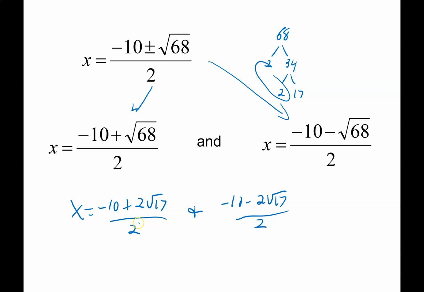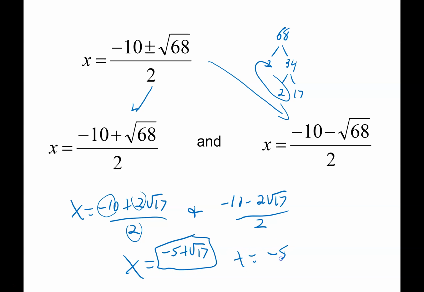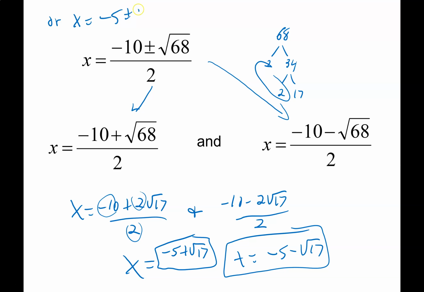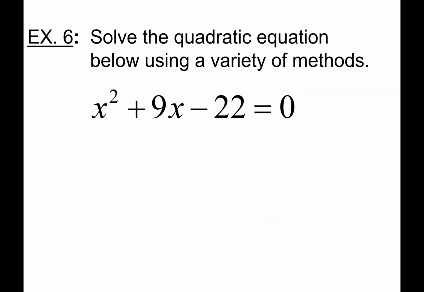And hopefully you see that this 2 does go into every term. So technically my answer would be negative 5 plus root 17 or negative 5 minus root 17. Or if you wanted to consolidate them all together, you could just say that x is negative 5 plus or minus root 17. And that's pretty much how your quadratic works.